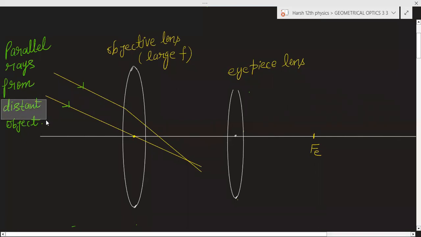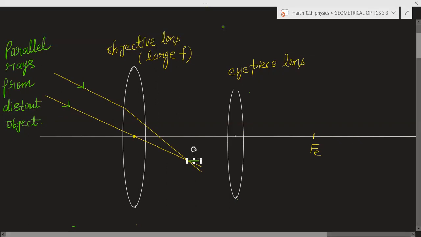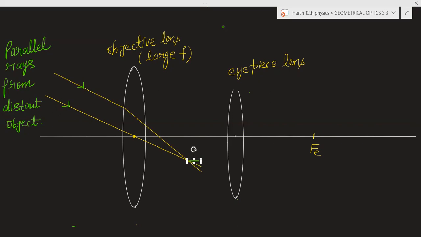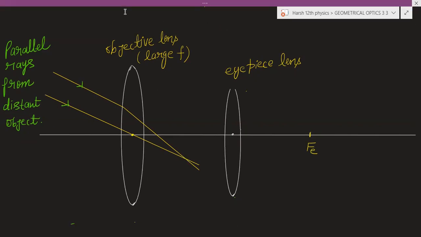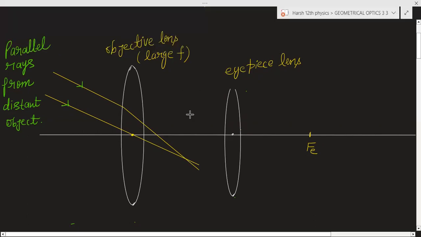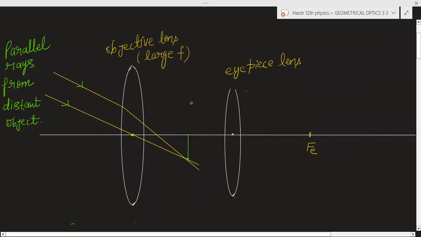The image of those objects will form at this point here. So we can say that here is the image. This is the image of the distant object. I am supposing this as A dash and this is B dash.